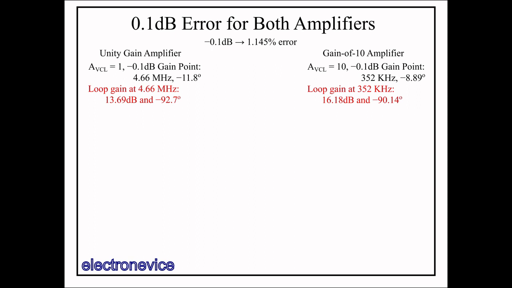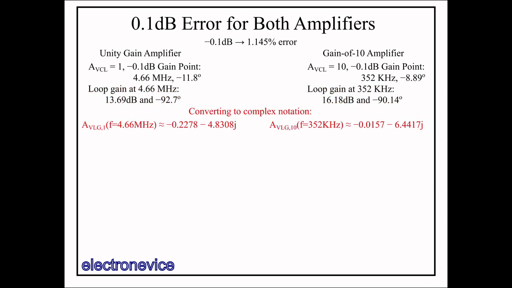Converting these gain and phase values to complex notation, here are the complex representations of the loop gain at this frequency for both circuits. Now to calculate the closed loop gain, we have our central function using the open loop gain, but since we don't have the open loop gain here, we can just divide the loop gain by beta to get the open loop gain and use this slightly modified version of the equation.